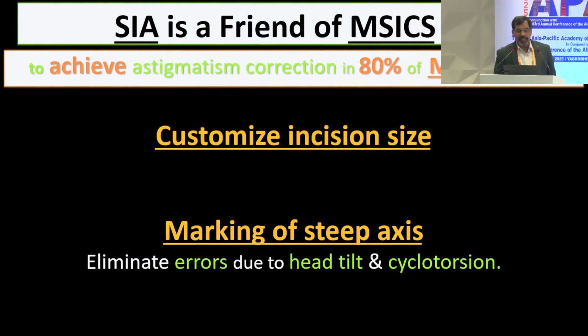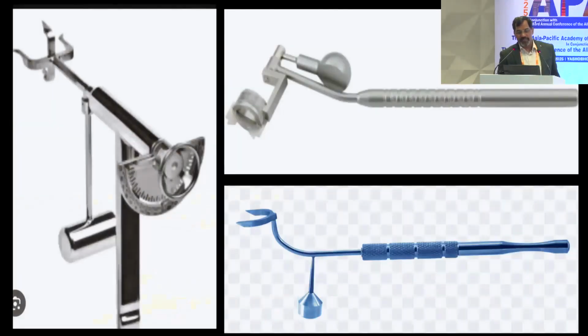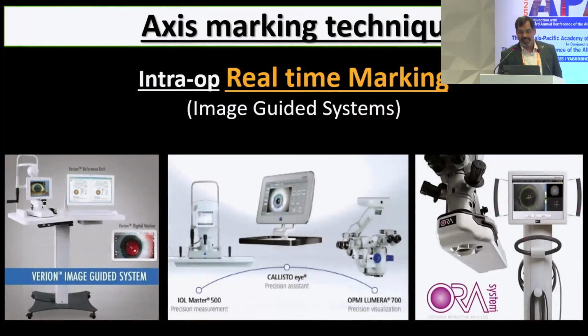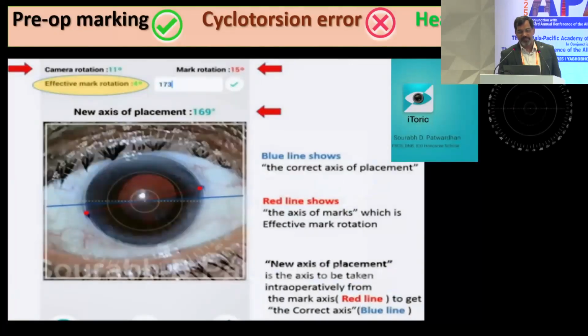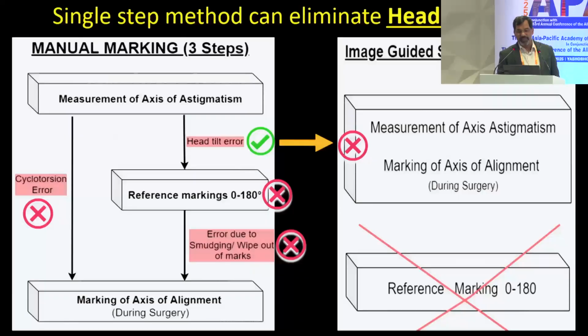So SIA is a friend if you are able to customize the incision size, you calculate SIA for all your incisions, and you mark the steep axis. You have to eliminate the error due to head tilt and cyclotorsion. You can use any type of marker, bubble marker, pendulum marker, some digital markers are also there, and now a real-time marking system is also there. There are some apps available on mobile: iToric app, Toricam and Precision Toric apps. These different apps are there.